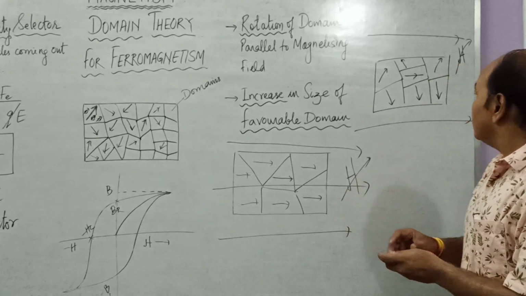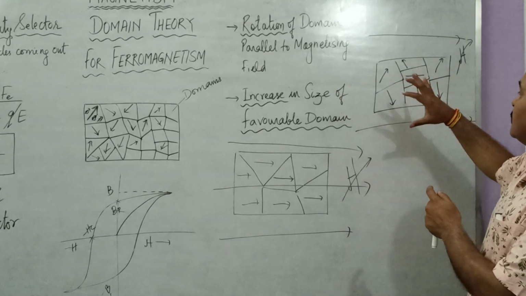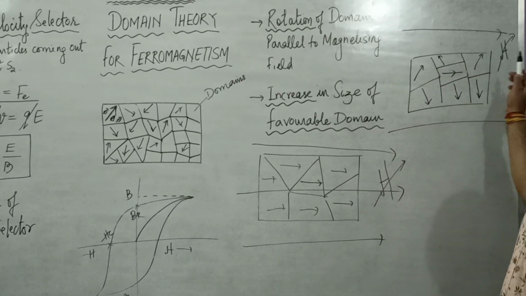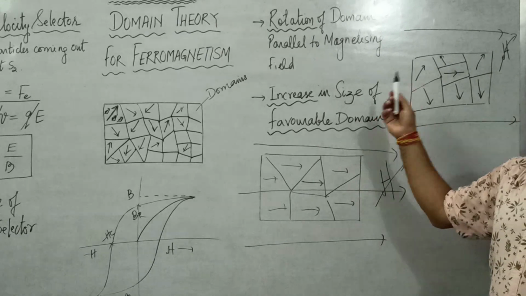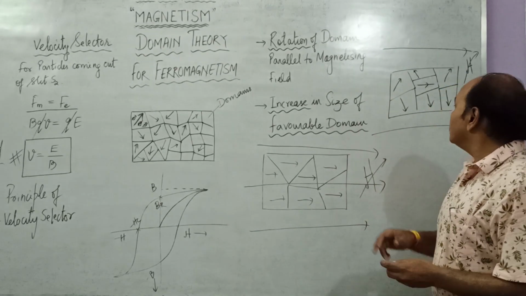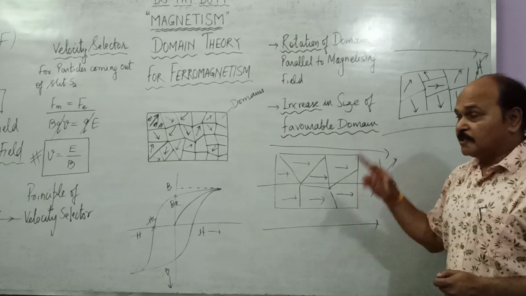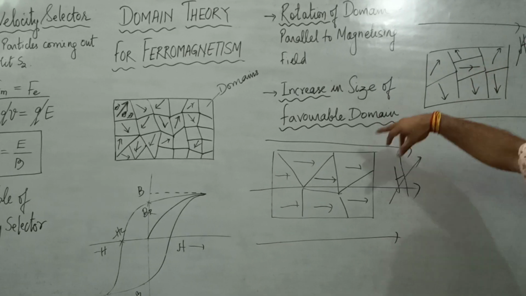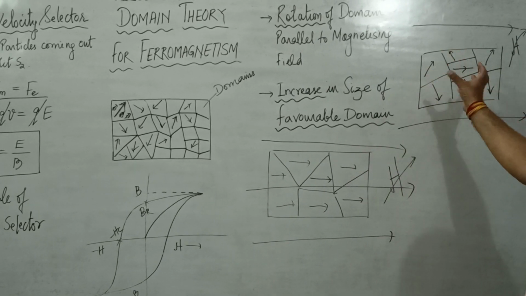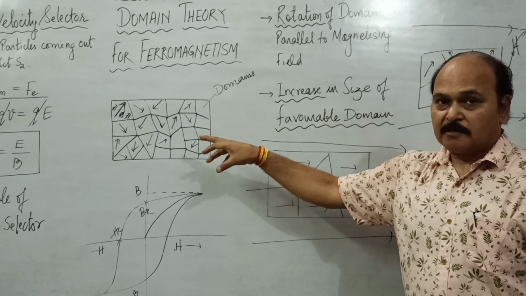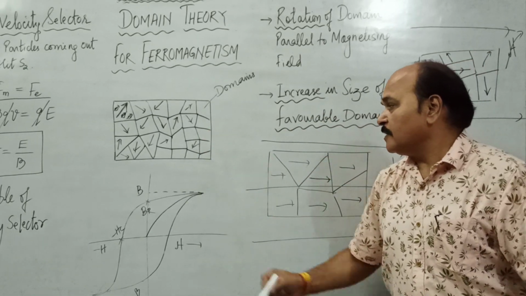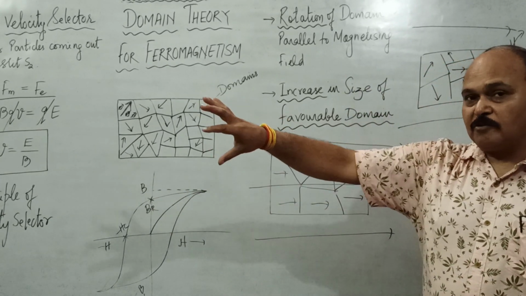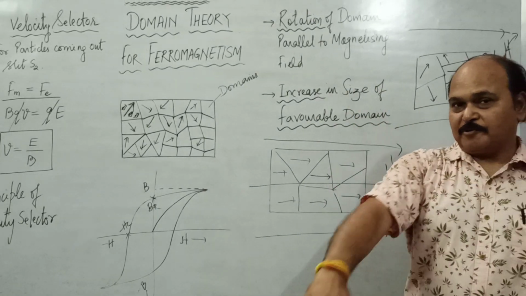And once all the domains merge with this, the size of the favorable domain grows so that throughout the block we have a single domain, and that domain has its dipole moment parallel to the external magnetizing field. That is the saturation state. And if we decrease the value of H and make it zero, even then all domains do not acquire their original orientations. As a result, we have retained magnetic induction, and to bring all these dipoles to their original orientation, we need to apply the magnetizing field in the opposite direction.